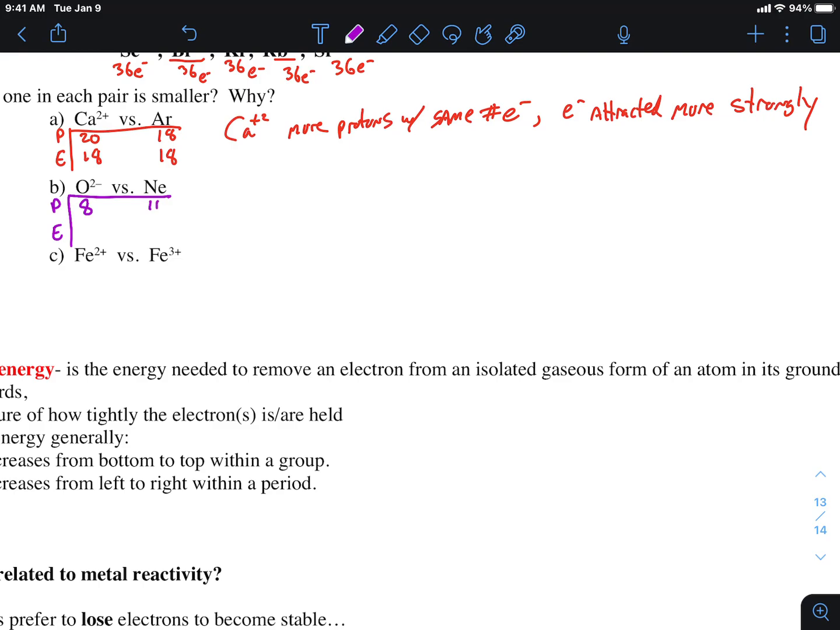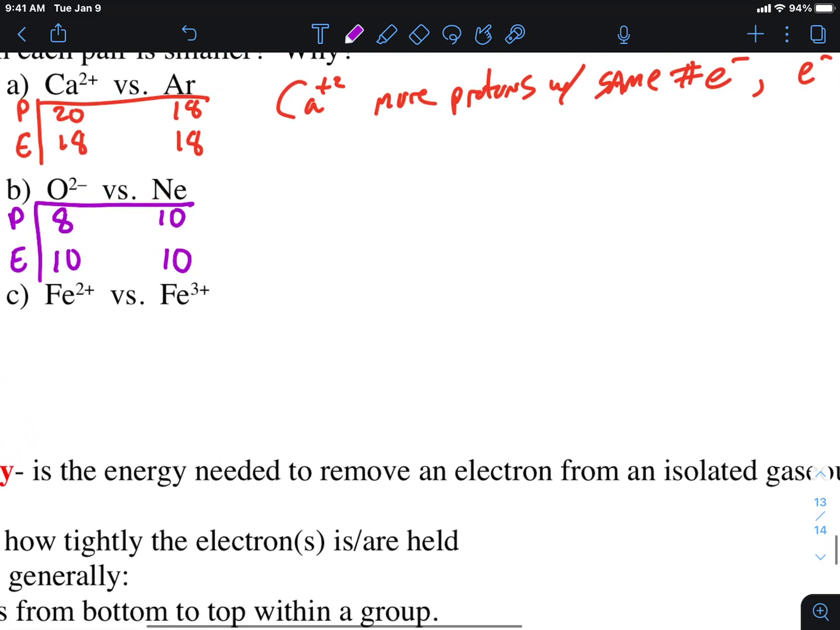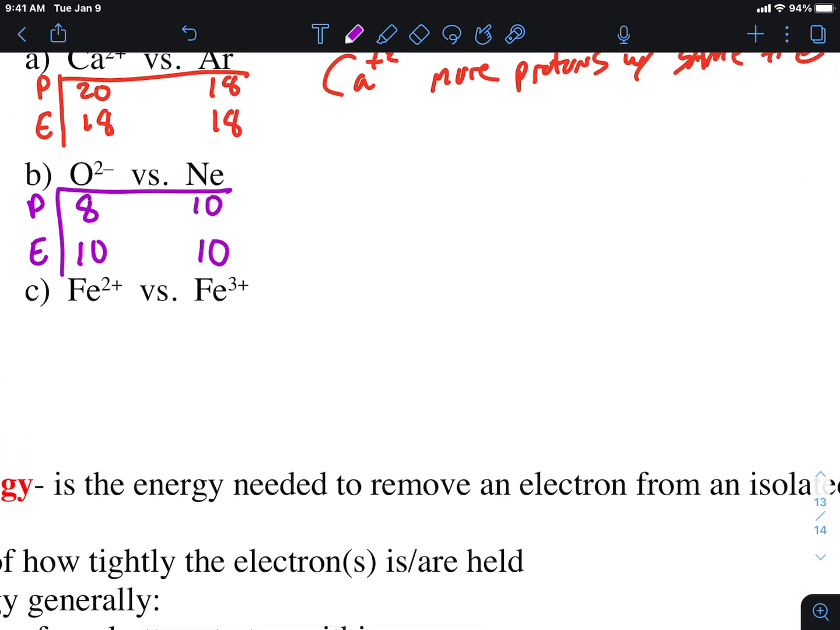10. Okay. So for electrons, O2 minus, it's got 2 extra electrons. That means it has 10 electrons. And neon has 10 electrons. Okay. So again, the electrons is a non-factor. The question, which one is smaller? Whichever one has more protons is the one that's smaller. So neon. And it's the same reasoning as above.